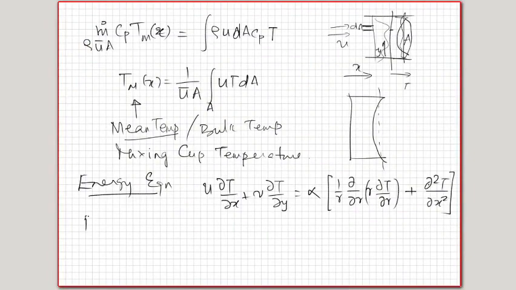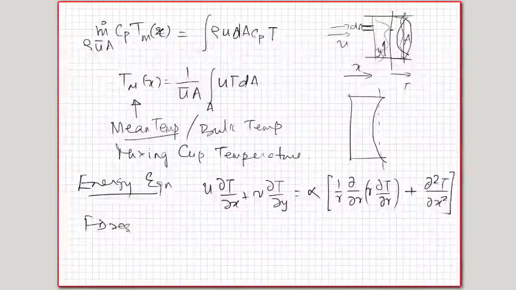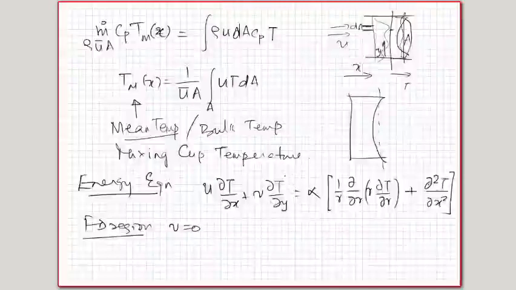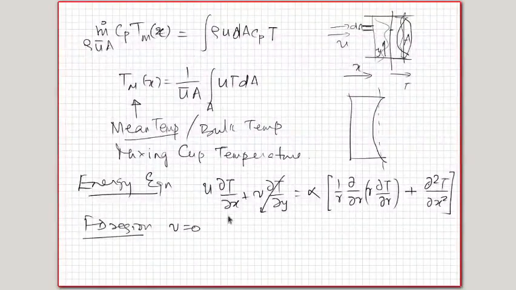Now for the fully developed region, since we have said that the flow is hydrodynamically fully developed, V is going to be equal to 0, and therefore this term will go off. So U del T by del X will be the term that's there on the left side, and on the right side you have alpha times this whole thing. So let's do an order of magnitude analysis for this.